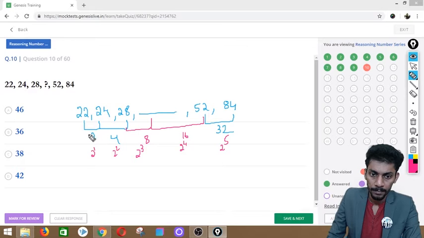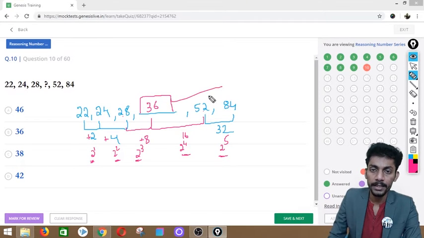So, plus 2 is added, plus 4 is added. 28 plus 8. What is 28 plus 8? It is nothing but 36. 36 plus 16 is nothing but 52. 52 plus 32 is nothing but 84. So, here the difference is a power of 2: 2 power 1, 2 square, 2 cube, 2 power 4, 2 power 5.